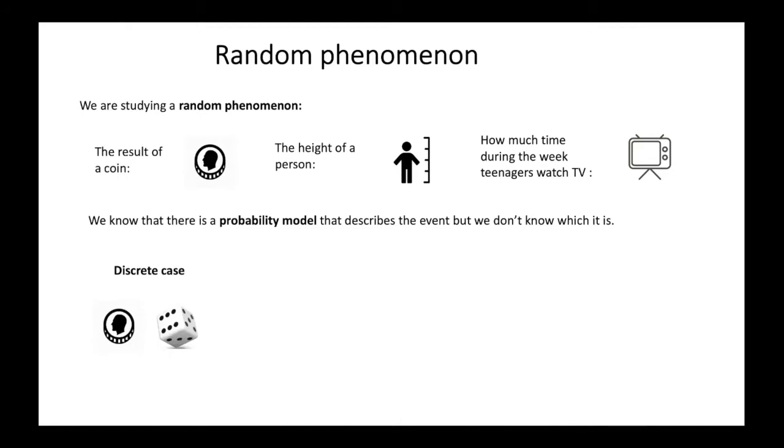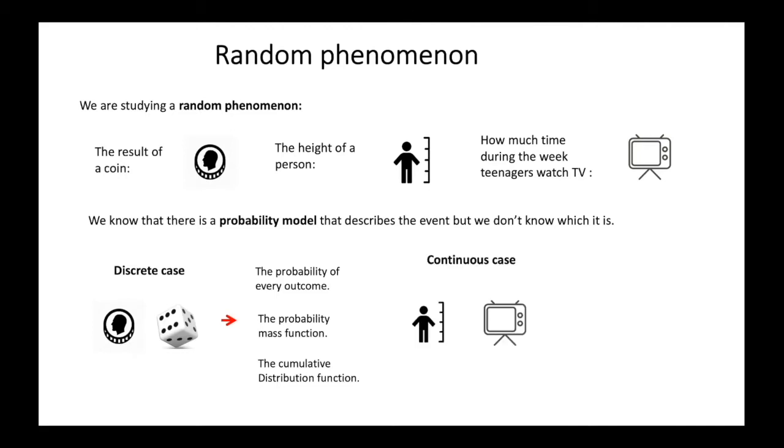More precisely, in the discrete case, what we don't know is the probability of every outcome, which will allow us to define the probability mass function and cumulative distribution function of the associated random variables. In the continuous case, as we have seen in the previous video, we are interested in the probability defined on the intervals of real numbers, and the probability density function and distribution of the associated random variables.